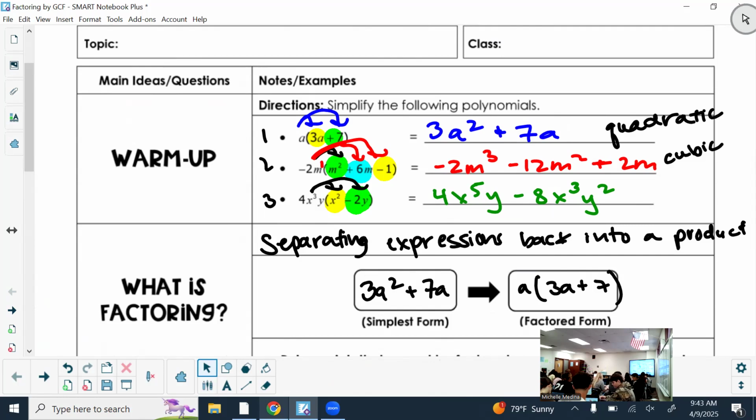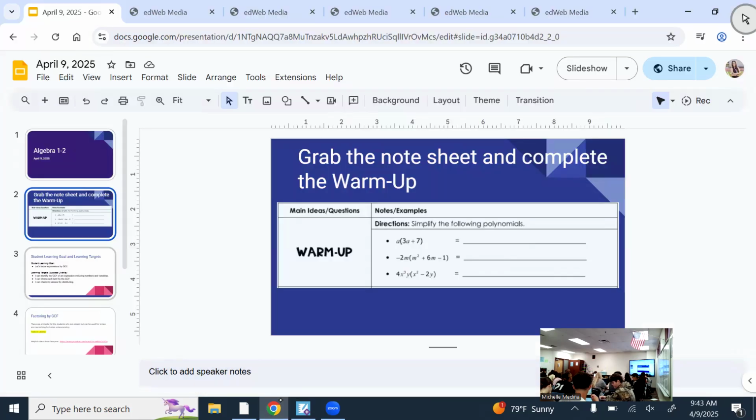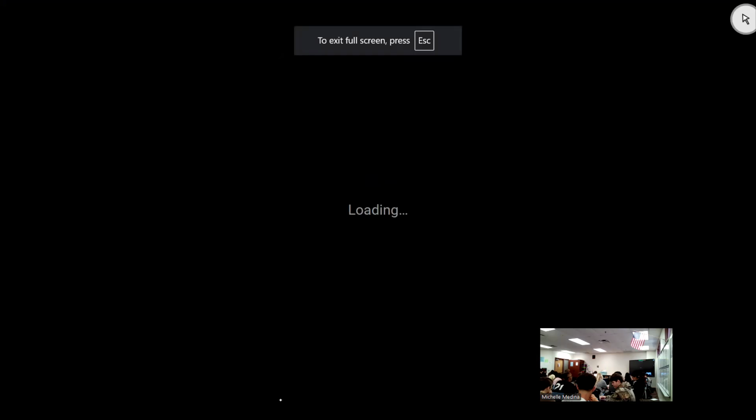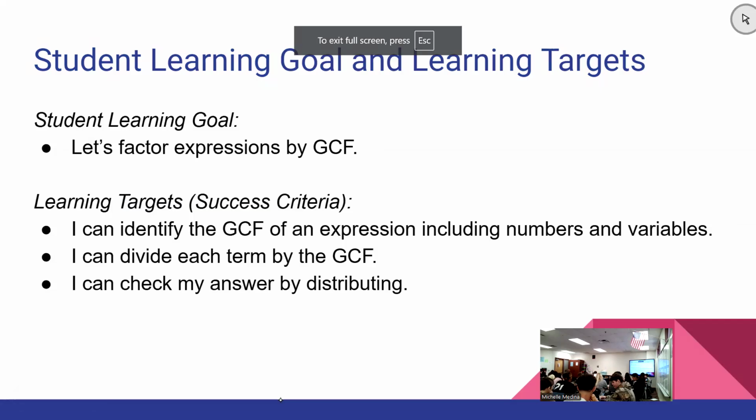So let me just go through the learning targets real quick. So we're factoring by GCF today. You need to be able to identify the GCF of an expression when there's numbers and variables involved. You need to be able to divide each term by the GCF. And think about it like this is opposite of distributing. In distributing, what do we normally do?